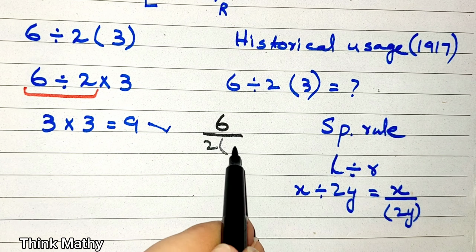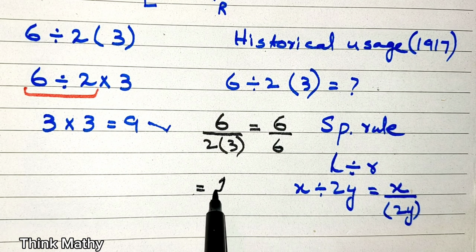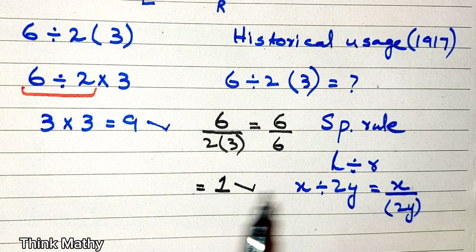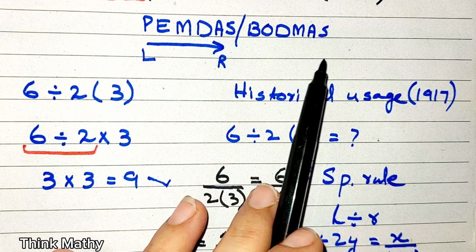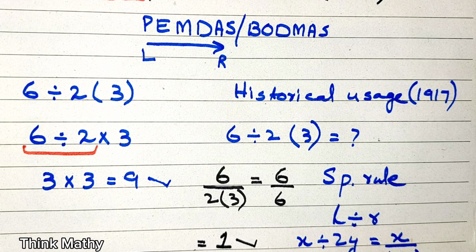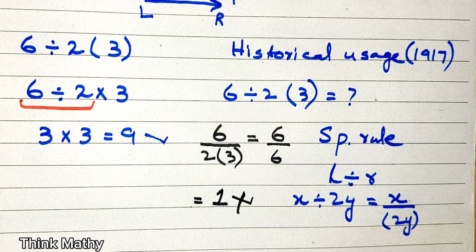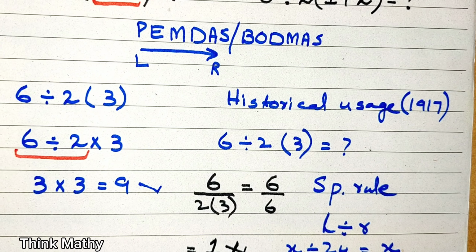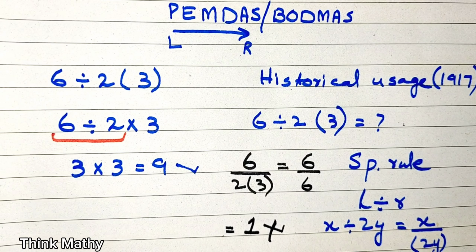Further, when we solve this, it will give you 6 upon, and here we can see that 2 times 3 will be multiplied, which gives you 6 simply. 6 divided by 6 gives you 1. So apparently we can see that this is the correct option, but there is no need to convert this division into such fractions when we have the rule to solve such expressions. So this is not the correct answer. When we have multiple operations, we have a rule, that is PEMDAS or BODMAS. In modern times we use this. So the correct answer is 9.